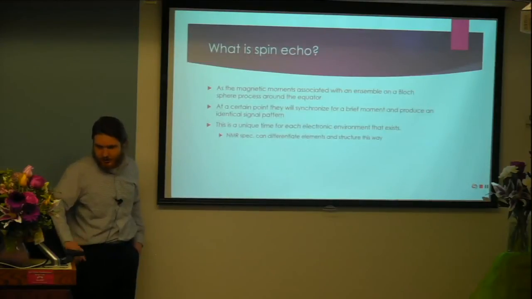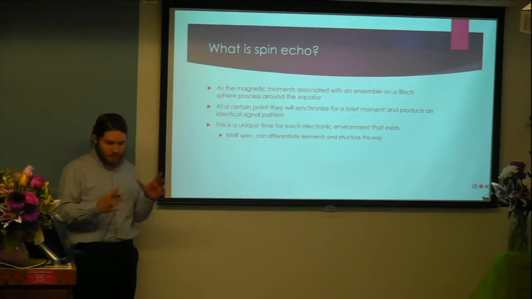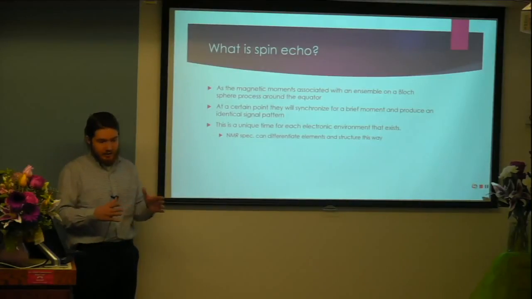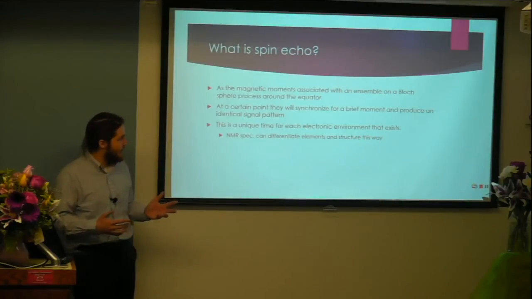So, now what is a spin echo? As the magnetic moments of a group of electrons move around the equator of a Bloch sphere, at one point in time they will synchronize and constructively combine their signals into one very large signal. Now, the exact time that this happens is unique to each atom and to each electronic environment, or how it's bonded, for every single state that there can be. This is the principle behind how NMR spectroscopy can differentiate elements and atomic structure.